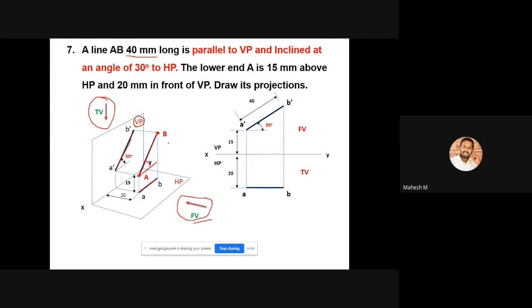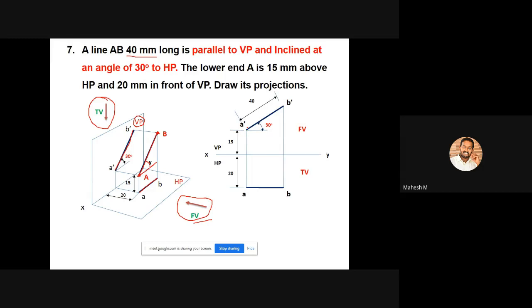Okay, so please remember one thing: if you are creating an inclined line, you can see the true length either in the front view or top view. It depends upon the problem. Okay, so in this problem you can see the true length in the front view.